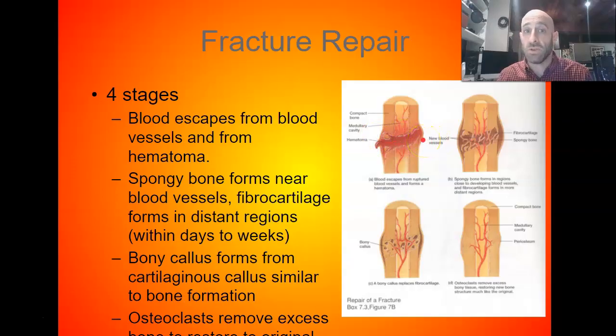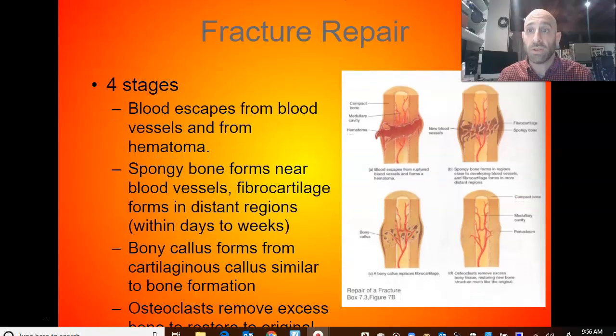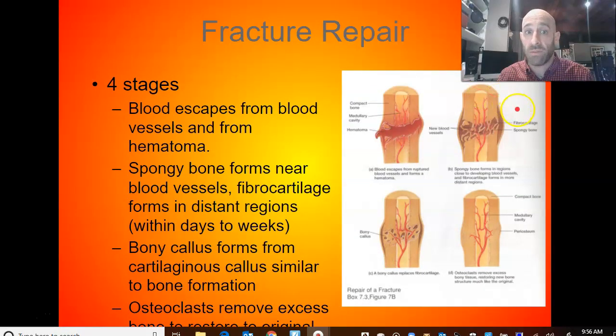That is immediate. Usually you can tell when someone broke a leg, or a bone, I should say, if there's immediate swelling, it starts to swell up like crazy, and you see a lot of bruising. Now, here's where things start to heal.